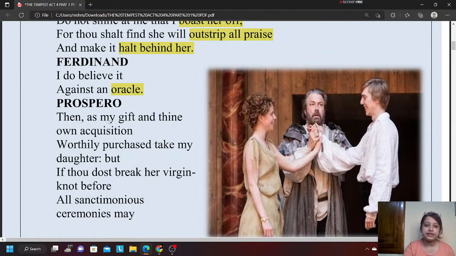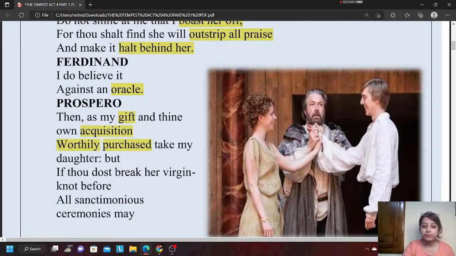Then, as my gift and thine own acquisition. What is my gift? Of course, Miranda. And what is your acquisition? Acquisition means something that you have worked for. You have worked very hard for this gift. You have worthily purchased. Your acquisition is Miranda. My gift to you is Miranda, and you have worthily purchased it. You did everything to win her.